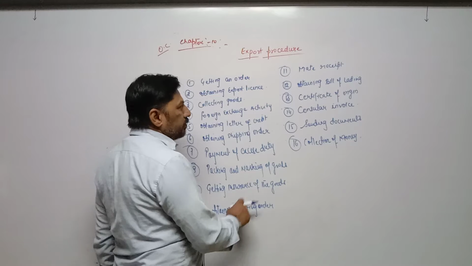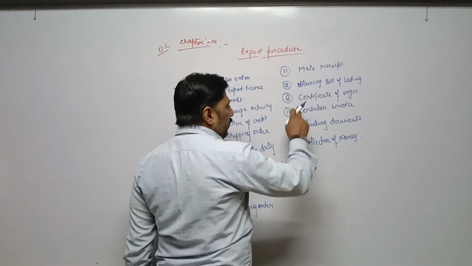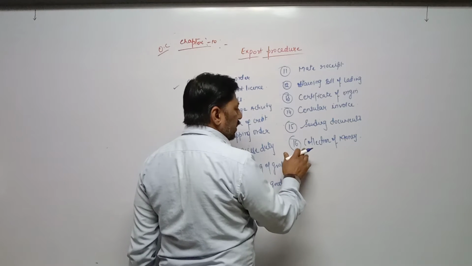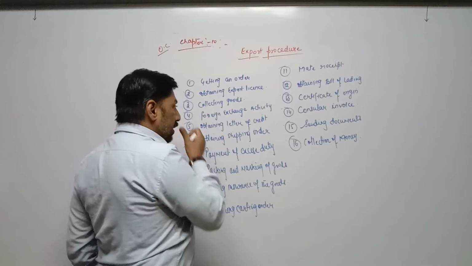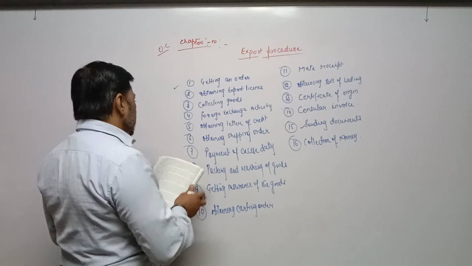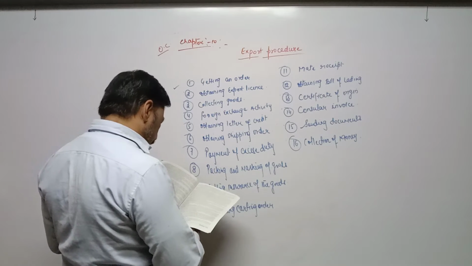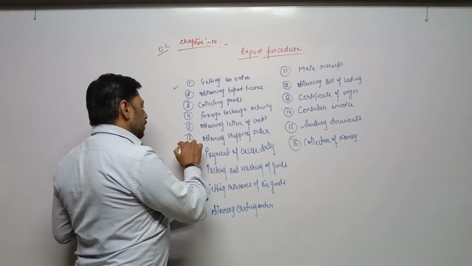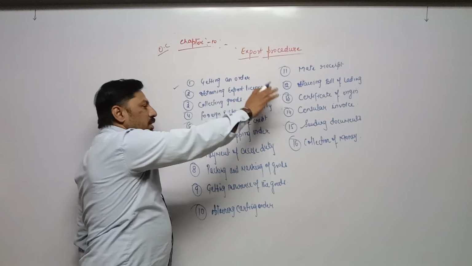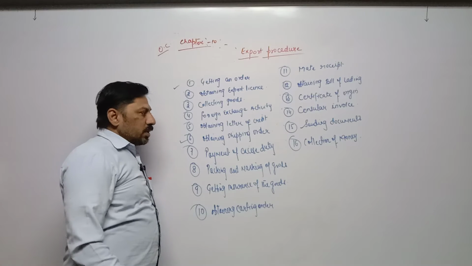Obtaining carting order. Then mate receipt. Obtaining bill of lading. Certificate of origin. Consular invoice. Sending documents, and then collection of money. Out of which one we have to do is the sixth point, obtaining shipping order. For short notes, in export procedure you only have to learn points in order. 16 points are there, you have to learn points in order.